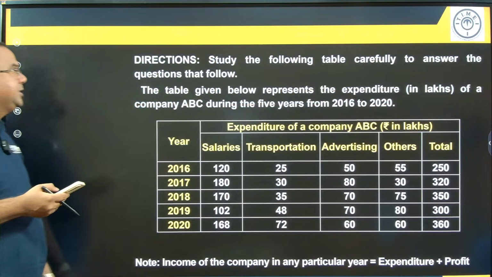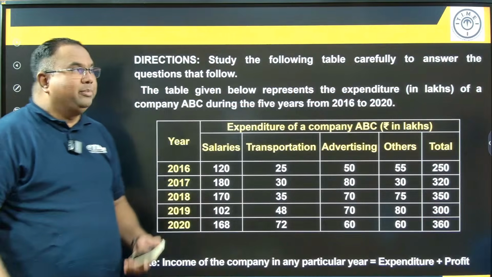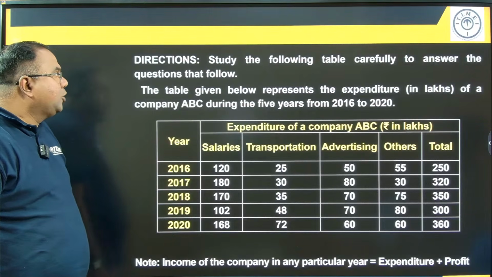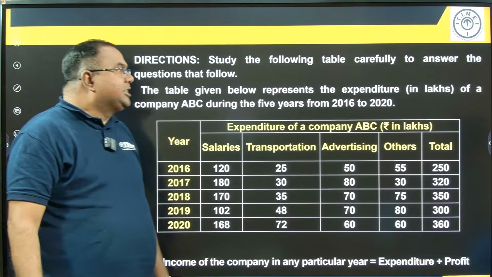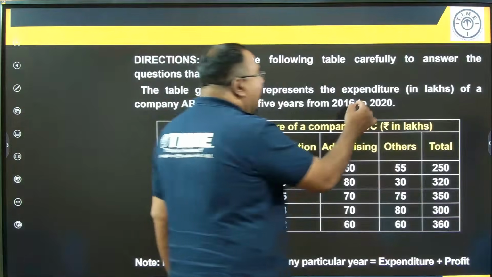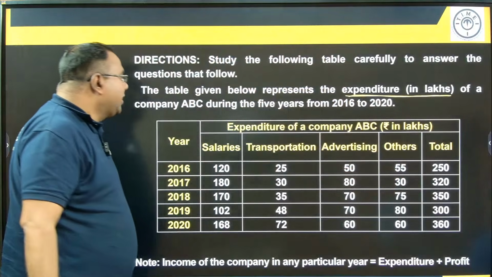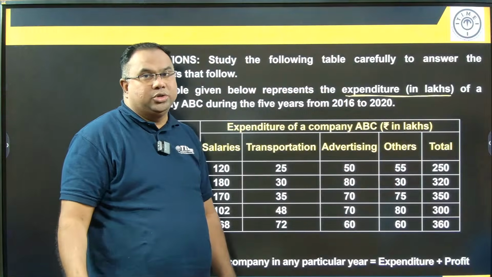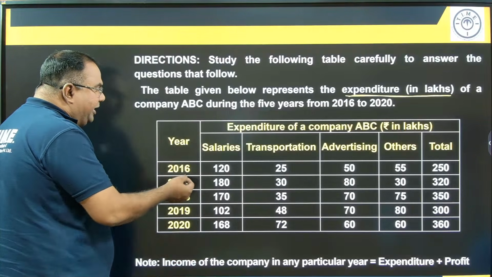Second set, students, I'll read the data for you. Just go through the data, then we'll take up the questions. Study the following table carefully to answer the questions that follow. The table given below represents the expenditure in lakhs of a company ABC during the 5 years from 2016 to 2020.